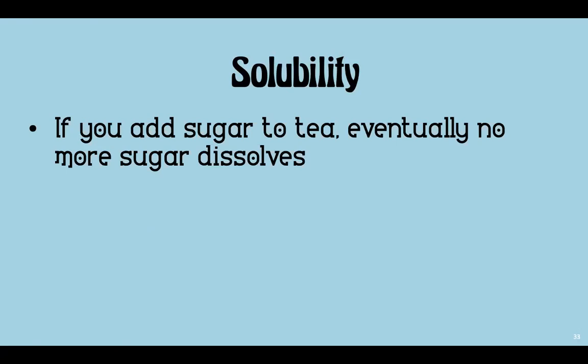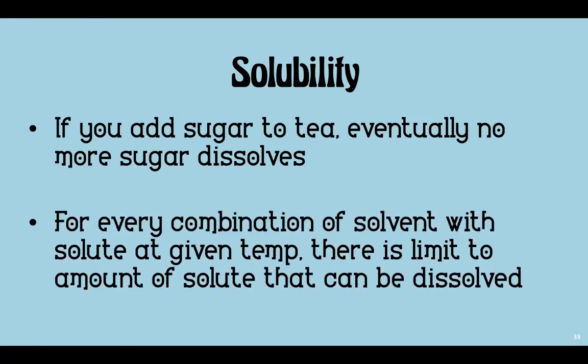Now, going back to the sugar and tea example, if you like your tea extremely sweet and you keep adding more and more sugar, eventually there will be a point, based on the volume of tea that you've made, that you will be able to no longer dissolve any more sugar than what is already dissolved in your tea. For every combination of solvent with solute at a given temperature, there is a limit to the amount of solute that can be dissolved. Again, at a given temperature, because changing the temperature is going to change how easily something can dissolve.